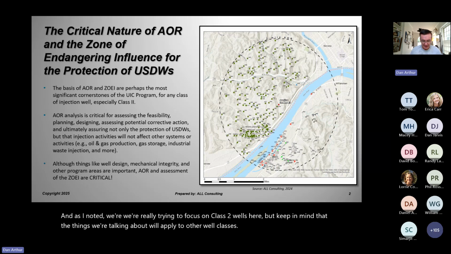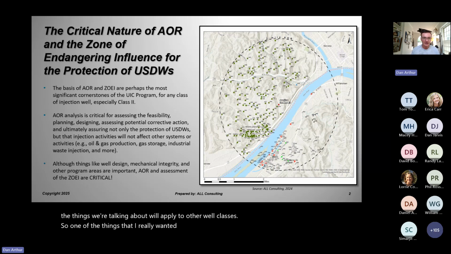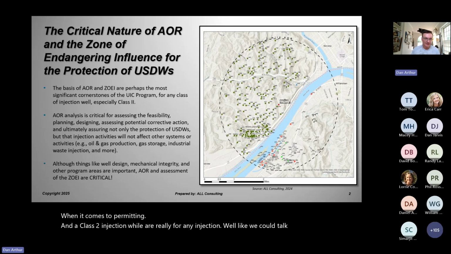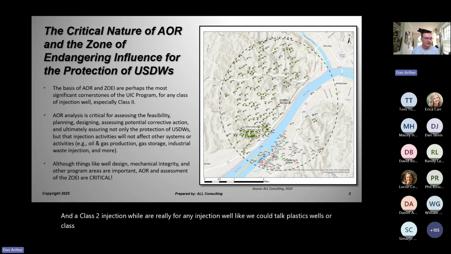One of the things that I really wanted to stress for today, and I think people realize it, is the area of review analysis when it comes to permitting a Class II injection well, or really for any injection well, like we could talk Class 6 wells or Class 1 hazardous waste injection wells. Area of review is critical, and understanding the basis of it is a really big deal.